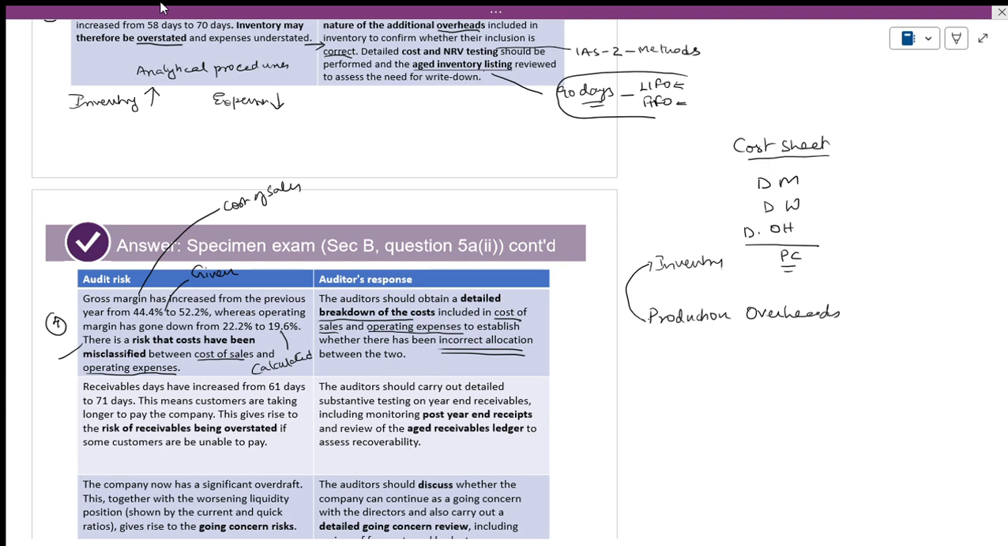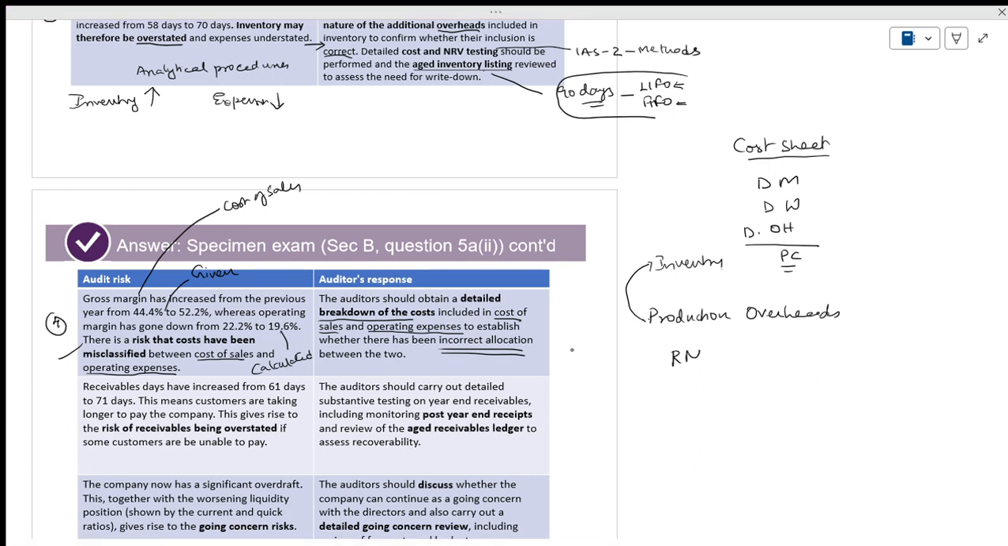Is it clear? So what types of expenses do we normally allocate to inventory? Anything related to inventory we will allocate: raw materials, work in progress and finished goods. Production overheads are also related to this only. The moment you say material, work in progress and finished goods, you are talking about production overheads. We are not saying it's wrong. We are saying that you should know whether they have done it correctly or not.